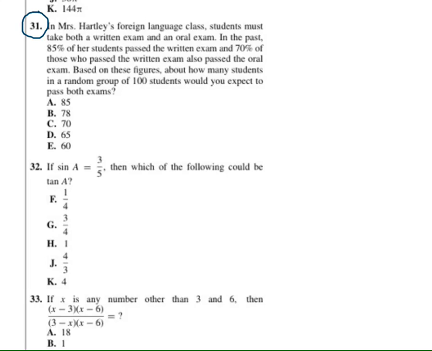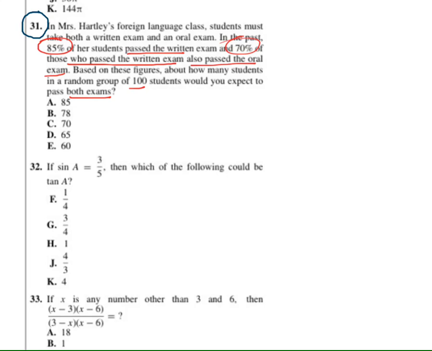Miss Hartley's foreign language class, students must take both the written exam and oral exam. 85% pass the written exam, so that's a key thing we want to keep in mind. 85% pass written, 70% of those who pass the written exam also pass the oral exam. Based on the figures, how many students in a group of 100 students would you expect to pass both?